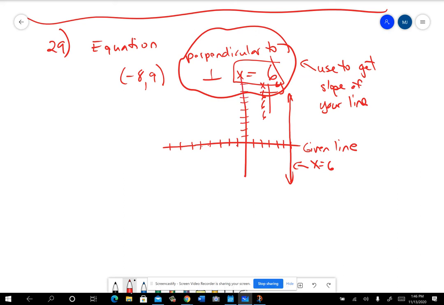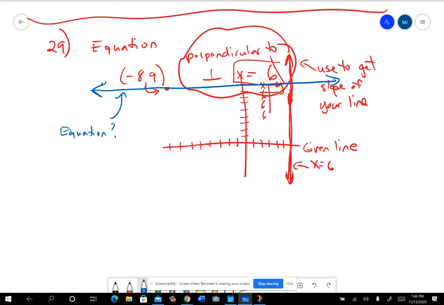Okay, way up here. So that's the point -8, 9. Now I want my line to be perpendicular to this given line over here. Perpendicular to that means it would have to look like this. That's what I'm looking for, and I want to know what the equation for that line is.